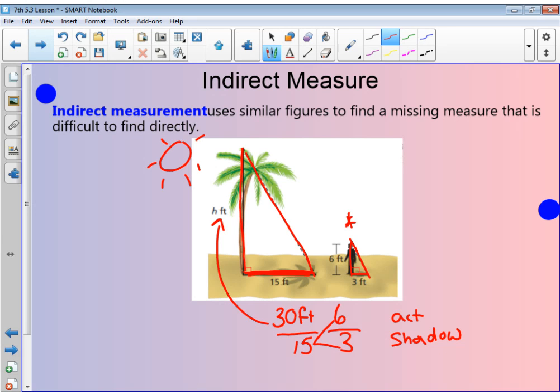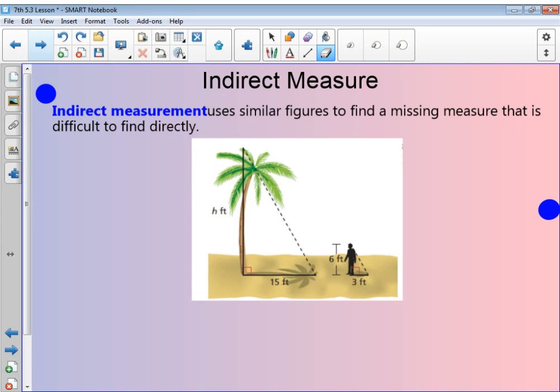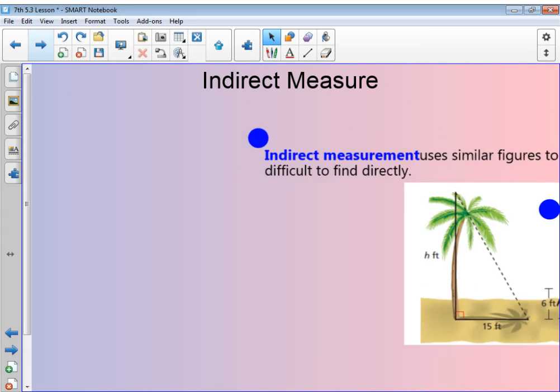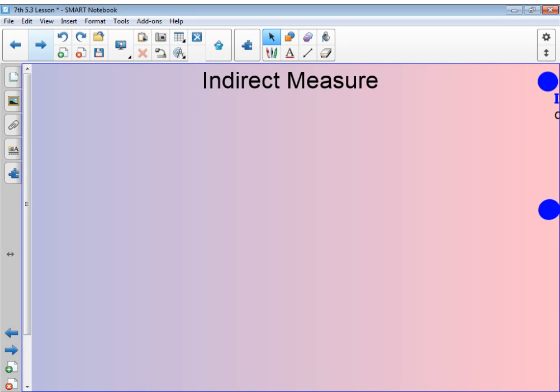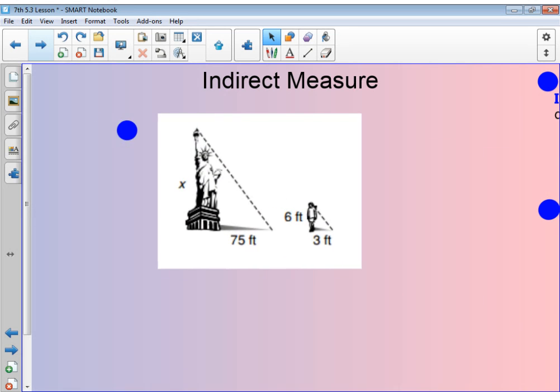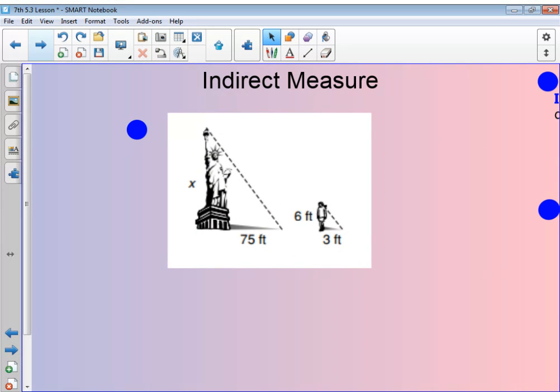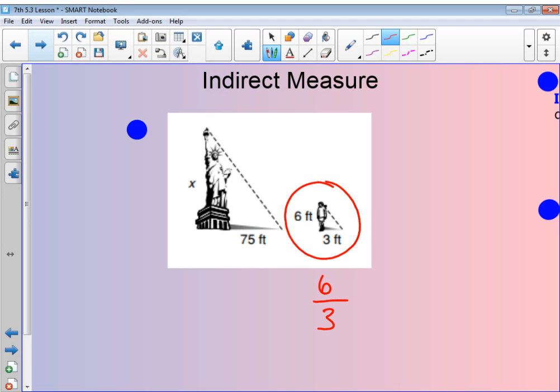So looking at them as if they were similar figures and understanding that indirect measure is creating that triangle of similar figures. Okay, so let's try another one. This time I have the Statue of Liberty and a person that's 6 feet tall. I like to set this up as one proportion: the actual person over their shadow. On the Statue of Liberty, I don't know the actual height, but I know the shadow was 75 feet. Cross multiply, divide.